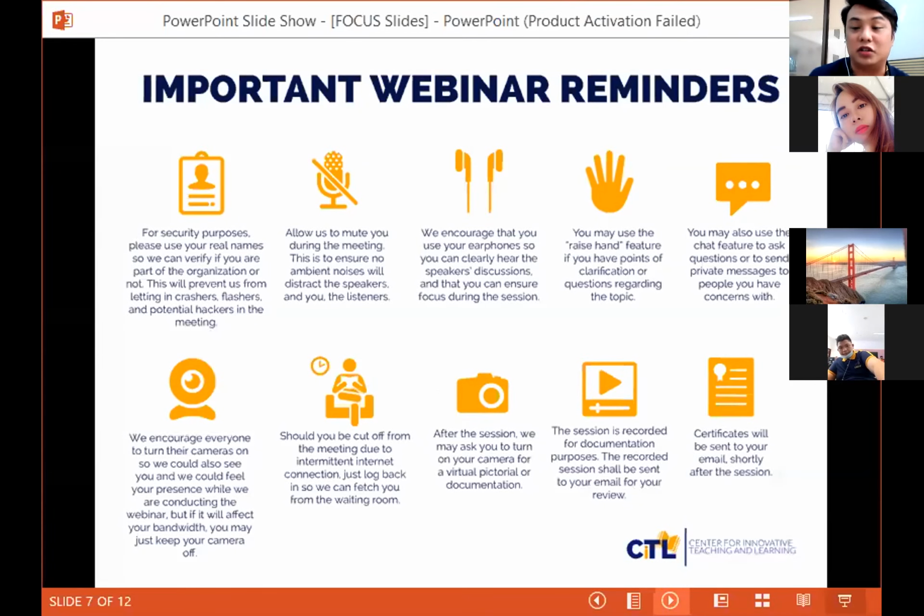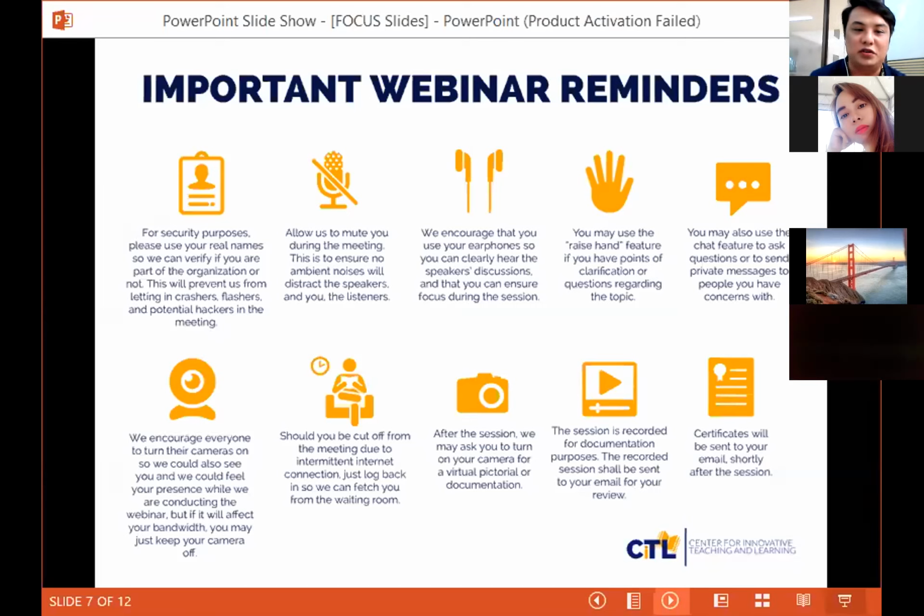Okay, let me just share with you important reminders before we begin. For security purposes, please use your real name so we can verify if you're part of the organization or not. This will prevent us from letting in crashers, flashers, and potential hackers in the meeting. For those who are still using the names of their cell phones or the code generated by Zoom, kindly rename yourselves. You are actually allowed to rename yourself with your complete name, so that we can also record your attendance for this session.